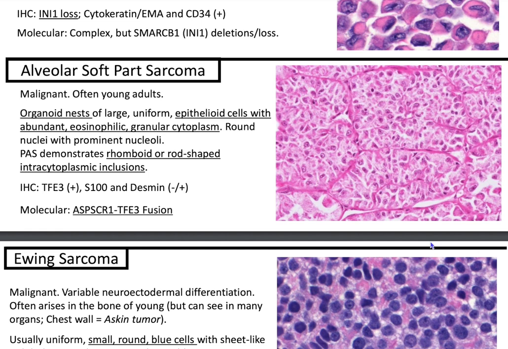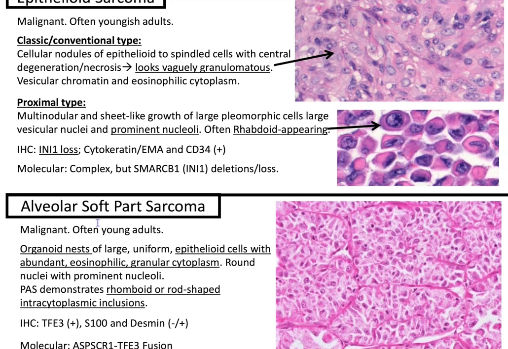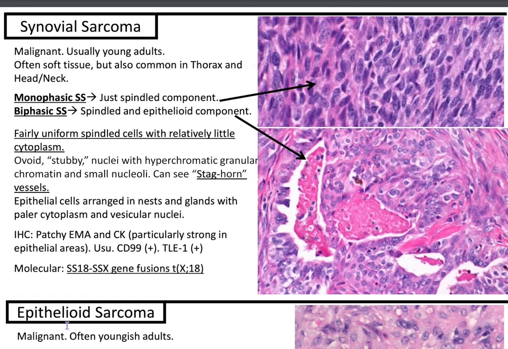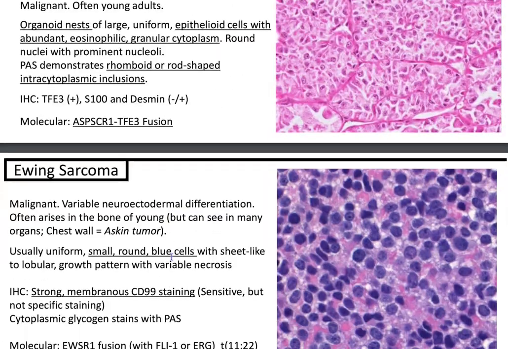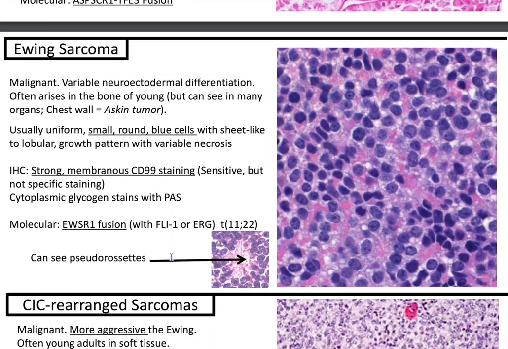This is positive for TFE3, S100, and desmin, though less so than often. Molecularly, it's defined by an ASPSCR1-TFE3 fusion. Of note, the ASPS of ASPSCR1 stands for alveolar soft part sarcoma, and it's important not to get confused: alveolar soft part sarcoma is positive for TFE3, and synovial sarcoma is positive for TLE1. Don't be like me, where I got confused with that.